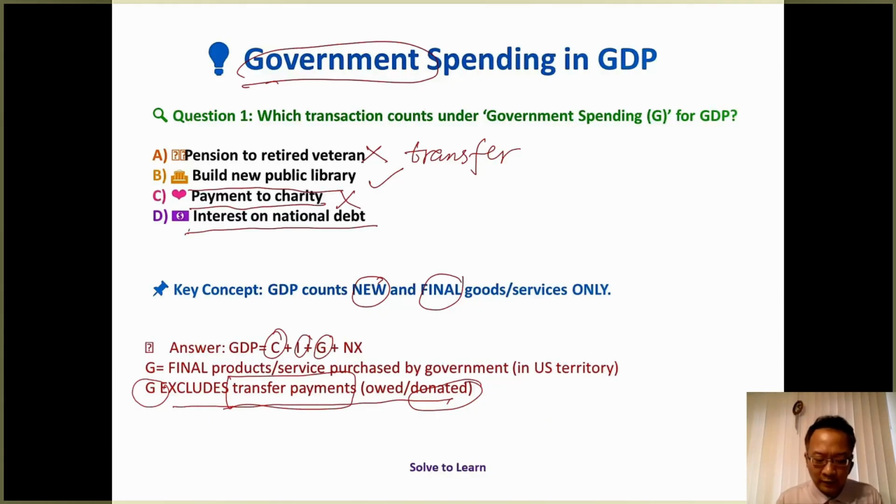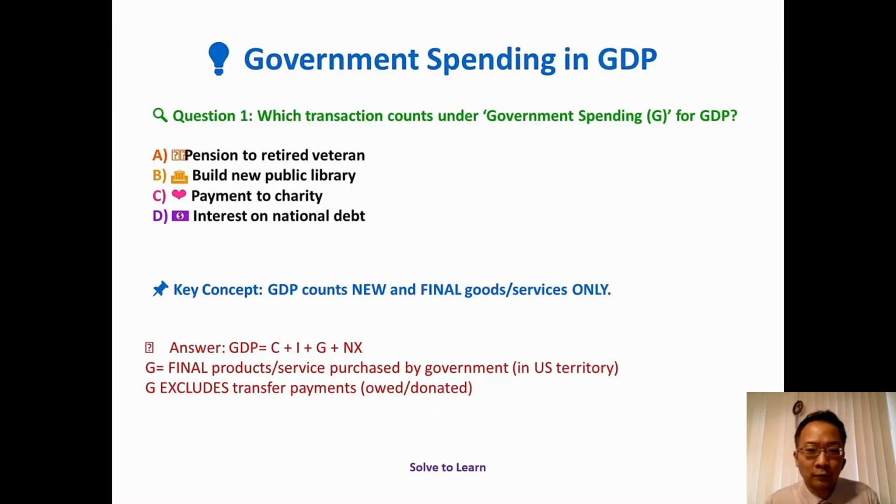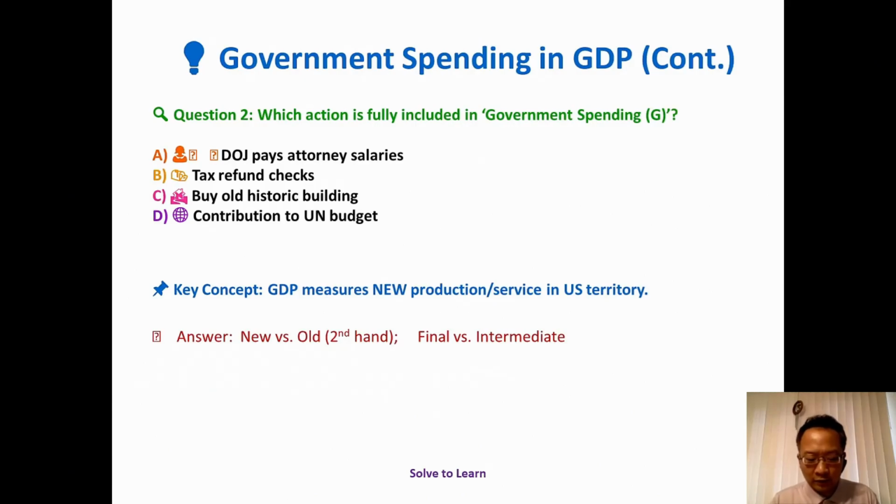Now, for D, interest on national debt, this is also pretty obvious. It's the interest paid on debt. Clearly, this is also a type of transfer payment. So the issue with options A, C, and D is that they all fall under transfer payments, which means the only correct answer is B. You build a new public library. Okay, so this mainly tests whether you have a correct understanding of a very important concept in GDP, which is transfer payments. Now, let's look at this second question together.